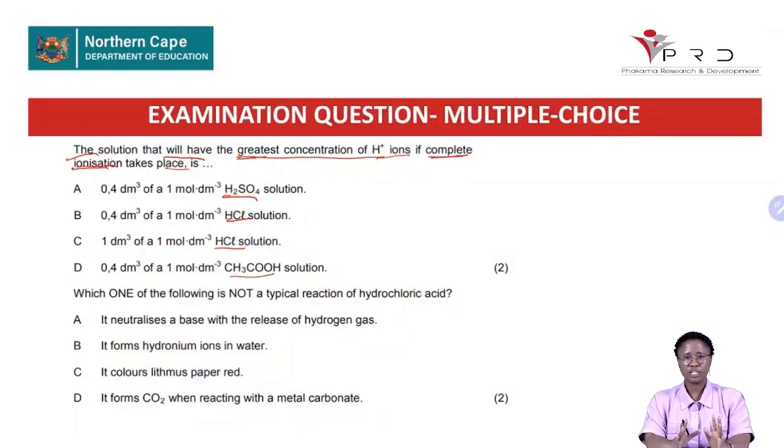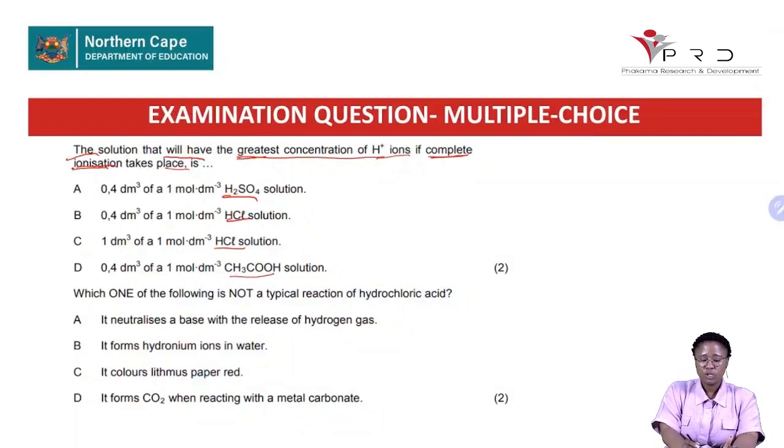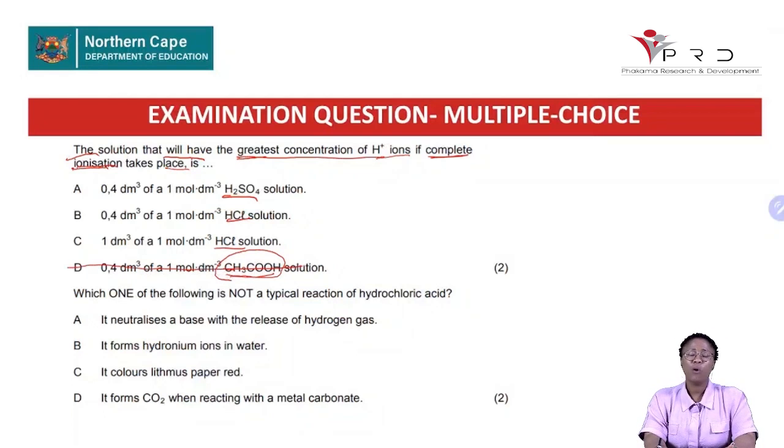So remember, strong acids ionize completely in aqueous solution. So that means here we are looking at a strong acid. So that takes CH3COOH away because this is ethanoic acid. So that means D will not be the correct answer. Why is D not the correct answer? Because ethanoic acid, or CH3COOH, which is also known as vinegar, is a weak acid.